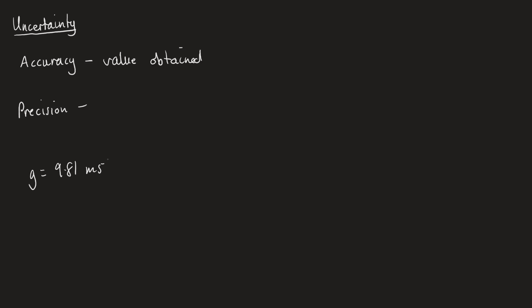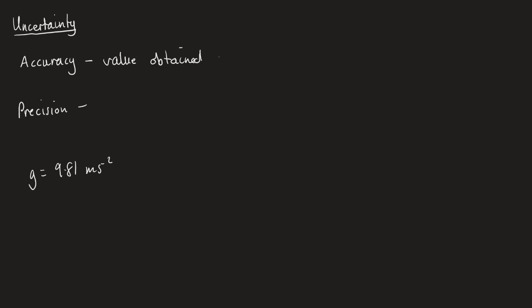Okay, so the first thing we need to do with these uncertainties is to define a few words. So whenever we make a measurement, we need these measurements to be as accurate and as precise as possible. But there's a difference between accuracy and precision. Okay, so accuracy means that the value obtained by this experiment, so in the previous video I used the example that g needs to be 9.81 meters per second squared, or newtons per kilogram.